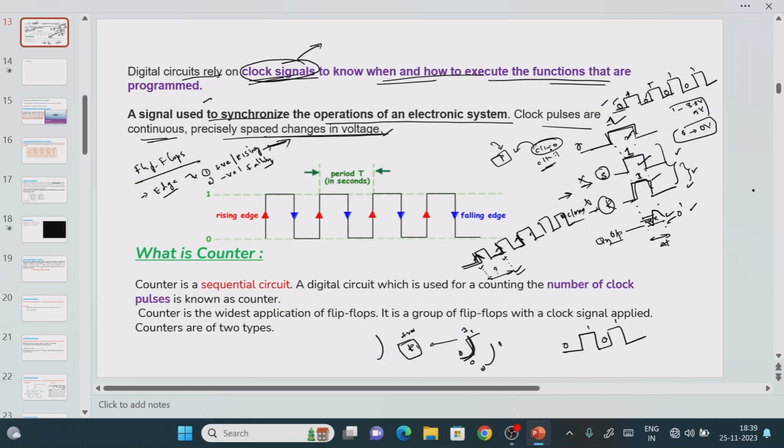Then it is called that the flip-flop works based on the clock signal. What type of clock signal is it? Positive edge or rising edge clock pulse.